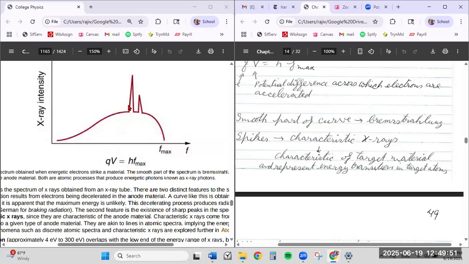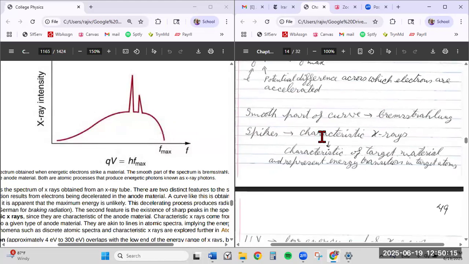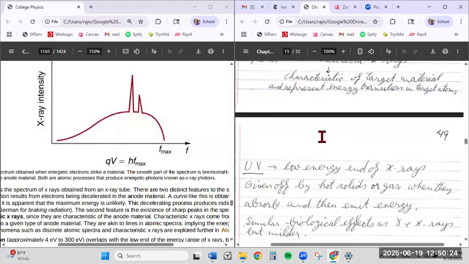And the reason why the location of these X-rays is a signature of the material of the target is because different atoms have different energy levels. So they can absorb and emit photons of different energies. They're not going to be the same. So by looking at these spikes, one is able to identify the material, what metal that target is. And that's one of the ways of identifying the presence of certain elements in an alloy.